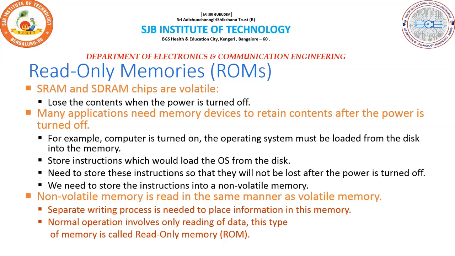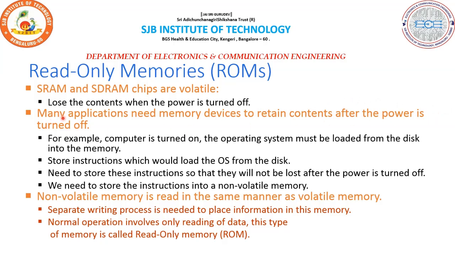SRAM and SDRAM chips are volatile. Volatile means we can read as well as write the data in a particular memory cell. So what is the disadvantage in the case of SRAM and SDRAM? They lose the content stored in the memory cell when the power is turned off. That's why the configuration is known as volatile, because it loses the content when the power is turned off. So many applications need memory devices to retain the content after the power is turned off.